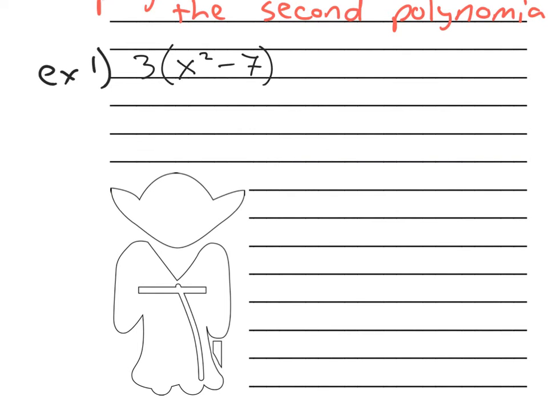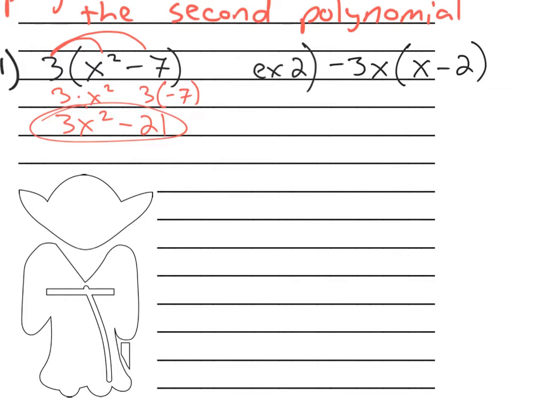We have a monomial on the outside here, 3 times a binomial of x squared minus 7. Okay, so we've seen these before. We take this 3 over here and we distribute inside, not just once, but to all the terms inside. So it becomes 3 times x squared and 3 times negative 7. So what's 3 times x squared equal? 3x squared. And what is 3 times negative 7? Negative 21.